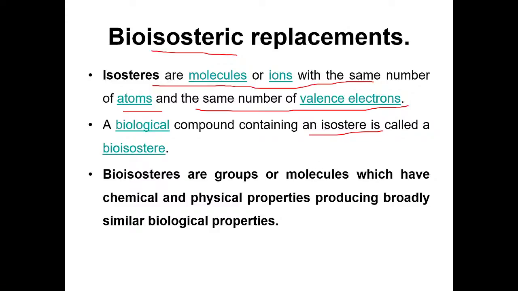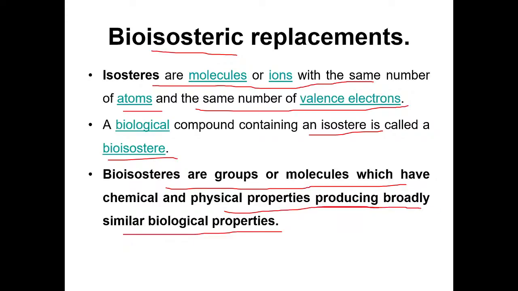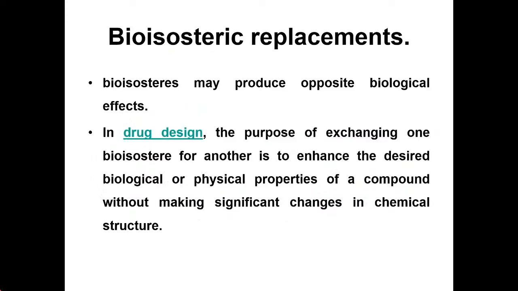Okay, a biological compound containing an isoster is called a bioisoster. Bioisosters are groups or molecules which have the same chemical and physical properties, producing broadly similar biological properties. Okay, so bioisosters may produce opposite biological effects also.